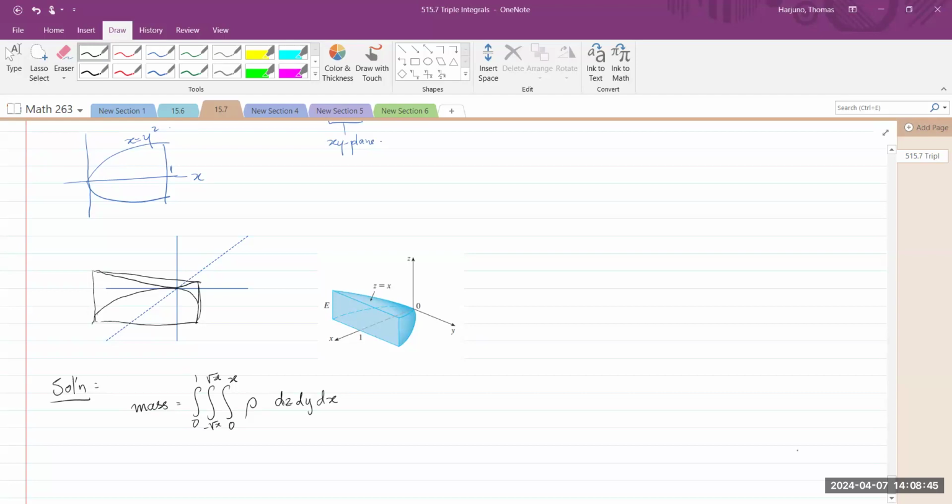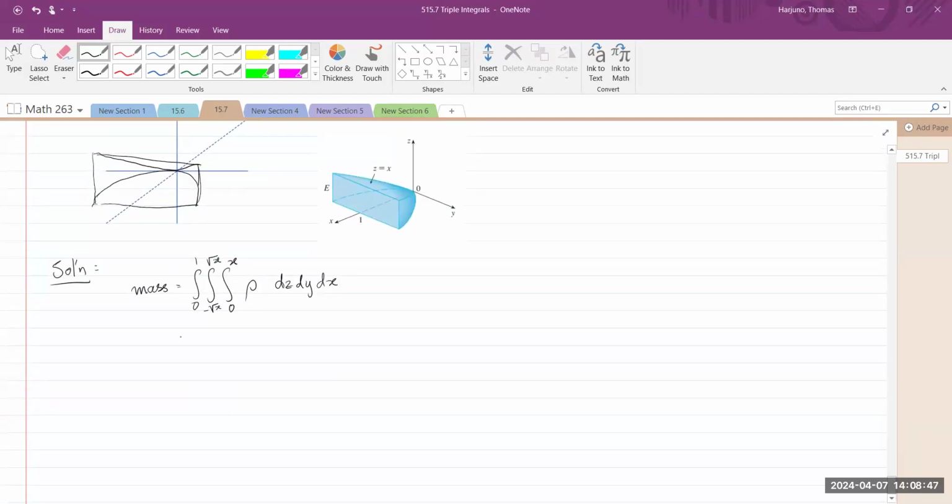How to integrate this? The rho is constant, so I can just pull it out. The integral with respect to z from 0 to x, that's just the length of the interval.